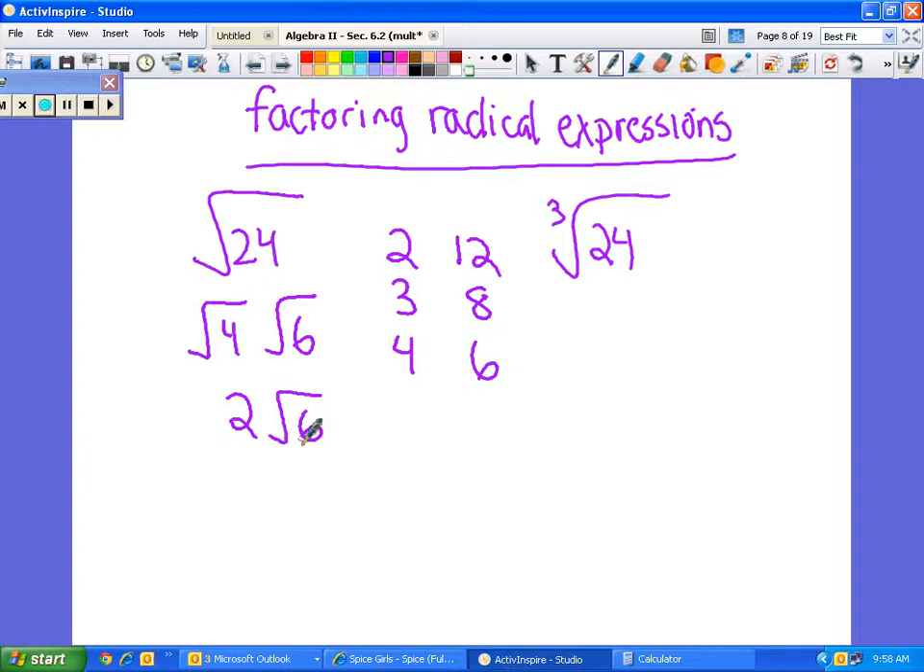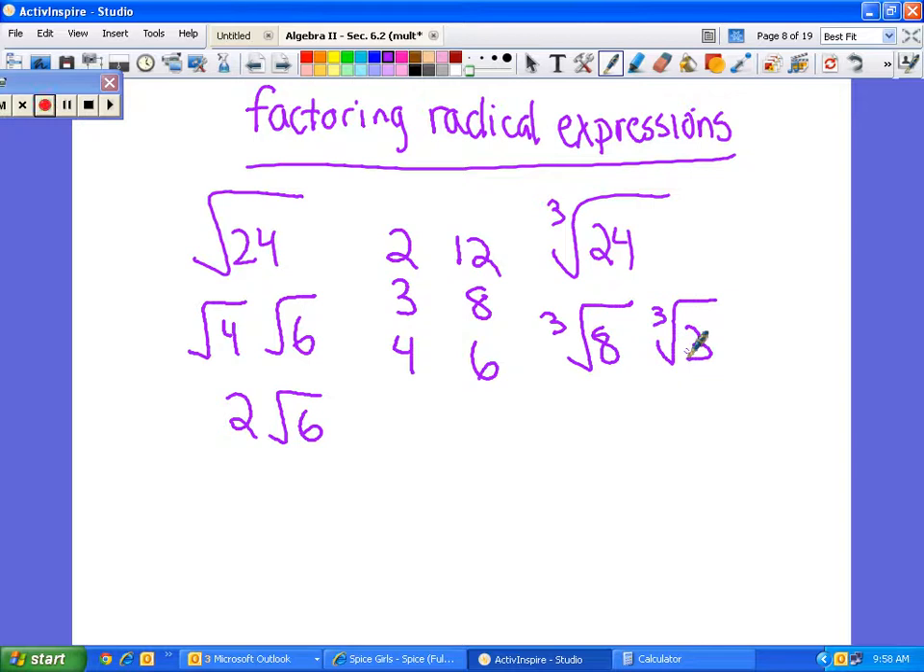8. So just like I broke this into the square root of 4 and the square root of 6, I'm going to break this into the cube root of 8 and the cube root of 3. So you can see the process is exactly the same. So don't get thrown off by the fact that it's a cube and not a square. Because if it's a cube, it doesn't matter. We still do the same thing. We just look for different numbers.